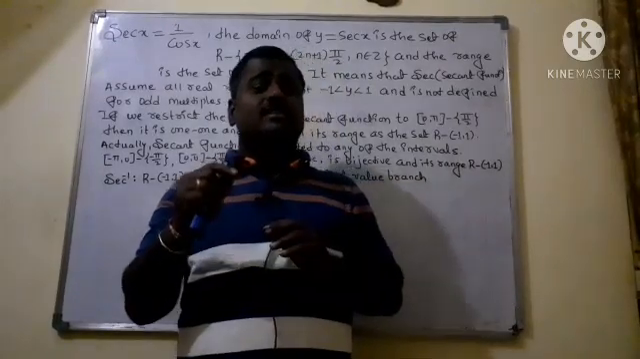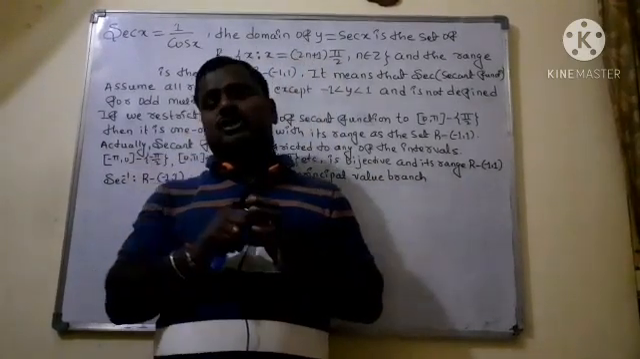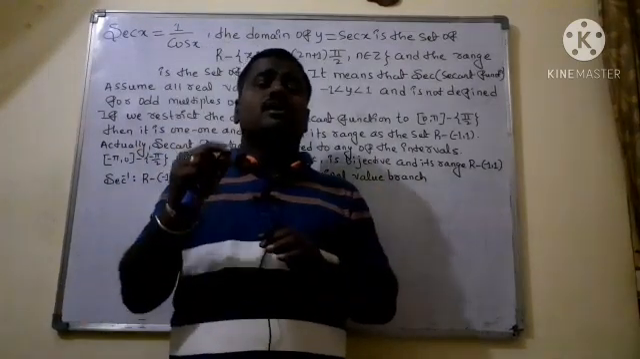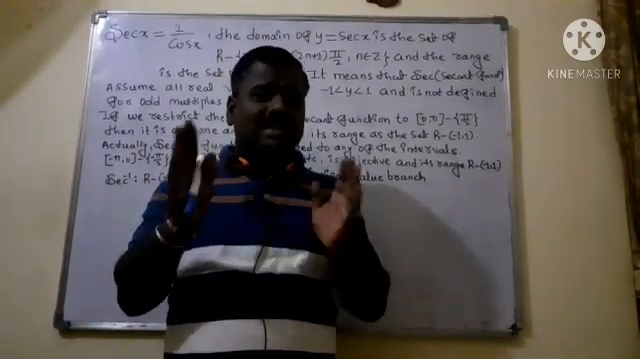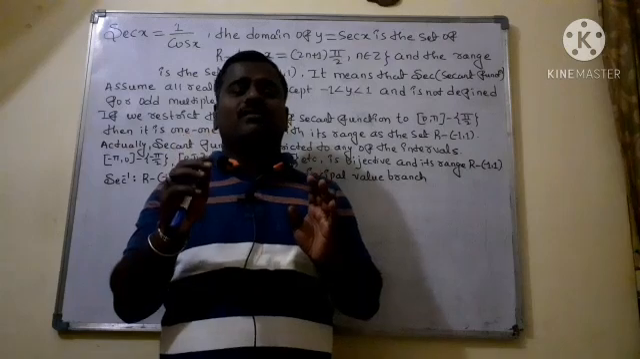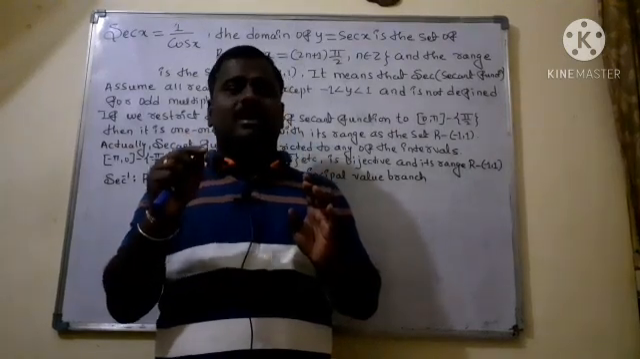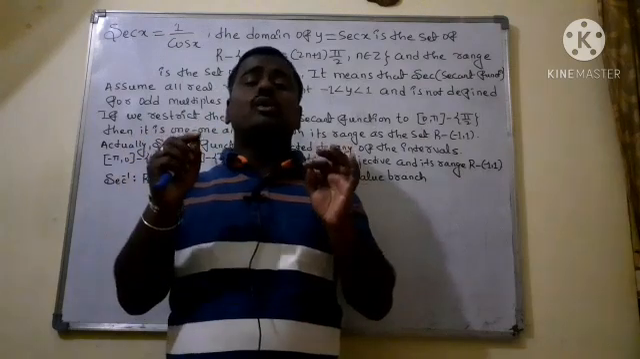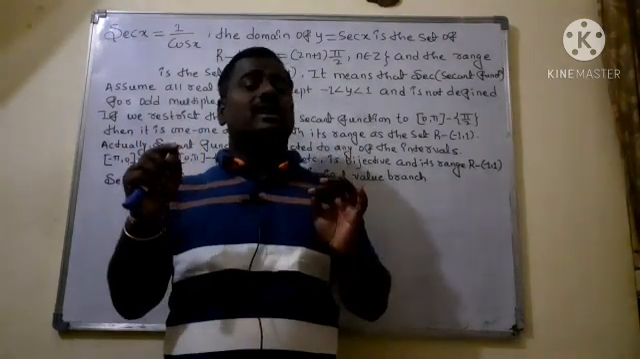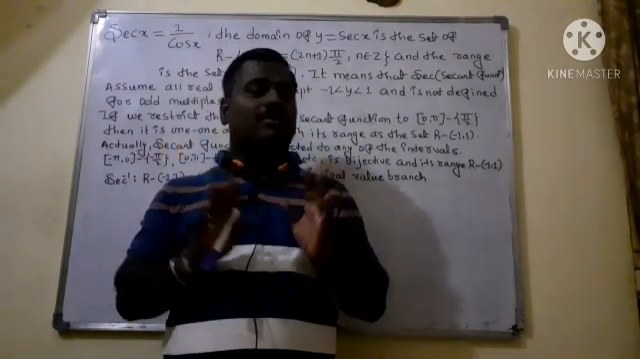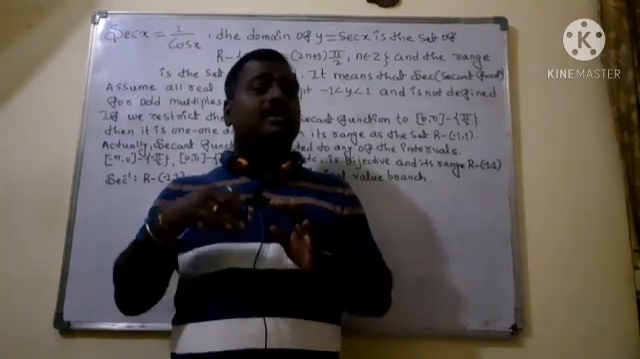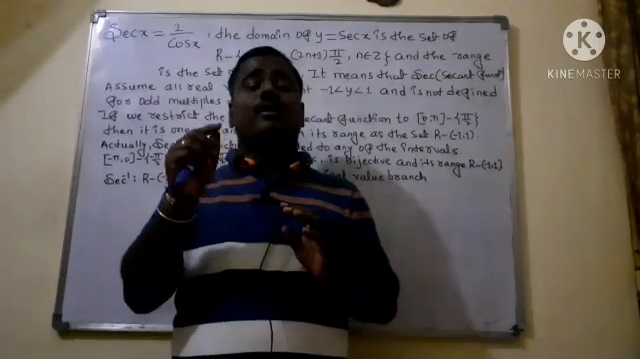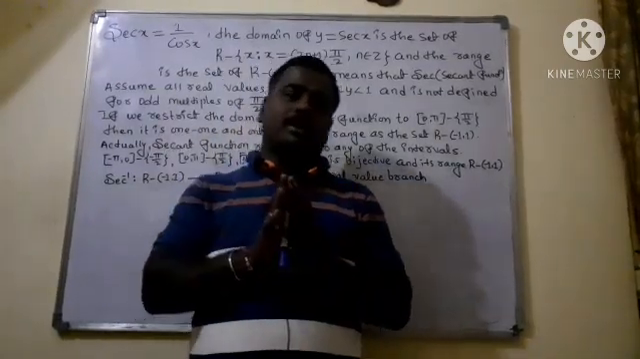In this case, the domain of the function is the set R minus the set of x such that x is equal to (2n plus 1) pi by 2, n belongs to Z, and the range of the function is R minus the open interval minus 1 to 1.